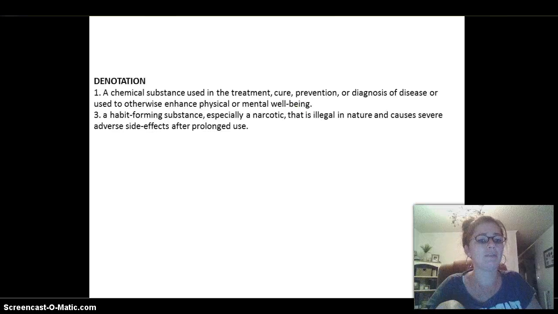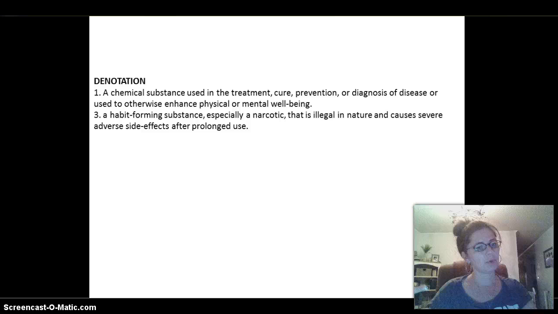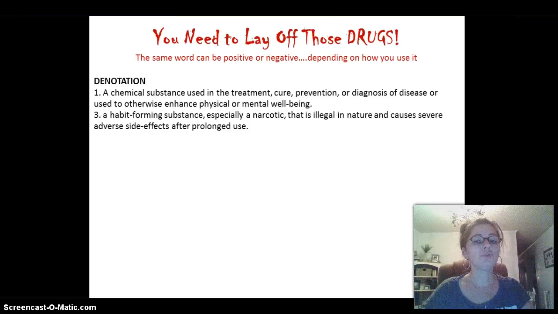So let's take a quick look at this definition here. A chemical substance used in the treatment, cure, prevention, or diagnosis of disease, or used to otherwise enhance physical or mental well-being. What does that sound like we're describing here? A habit-forming substance, especially a narcotic, that is illegal in nature and causes severe adverse side effects after prolonged use. Now, what does it sound like we're describing? These are actual definitions, which is why it's the denotation of something we know as drugs. If you look drugs up in the dictionary, you're going to find these two definitions. This is the denotation of drugs. It's the actual definition of drugs.